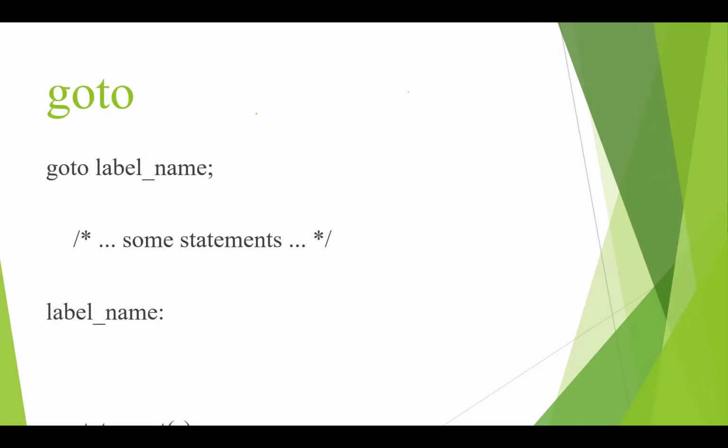Okay, so here, see, this is the syntax. Goto label name means without checking any condition, search for this label name. Wherever that label name is found, the controller goes to that label name and executes the following statements.